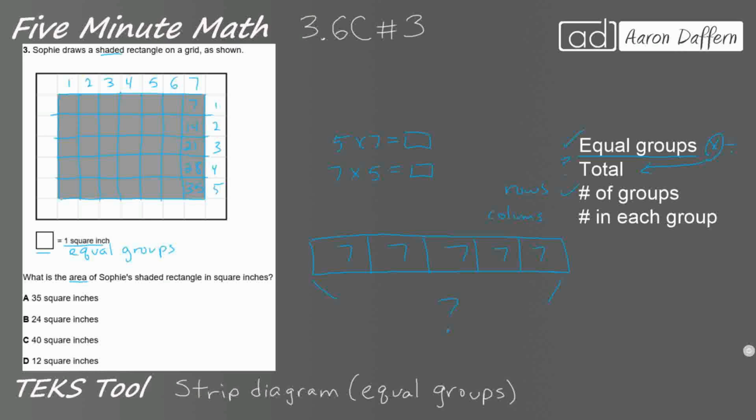We all know our fives. So I'm going to write it across the bottom. 5, 10, 15, 20, 25, 30. I'm just totaling each column, and it still ends up as that same 35. So the area of Sophie's shaded rectangle, even though we don't see the grid lines, we can count the number of rows and columns on the outside, and we can either count 5 groups of 7 or 7 groups of 5. Either way, we're going to get our answer of A, 35 square inches.